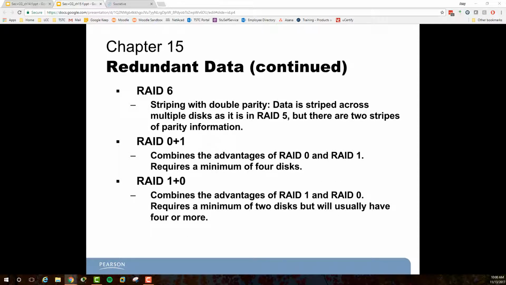RAID 6 is like RAID 5, but we're adding 2 stripes of parity information. RAID 0+1 is when we stripe and then we mirror, or RAID 1+0 is when we mirror and then we stripe. You see lots of different implementations of this in the field, and of course you've got hardware RAID that is attached to a RAID card, and you've got software RAID that's just inside the operating system, and you kind of have to choose between the two.